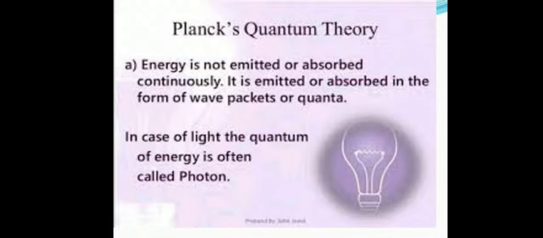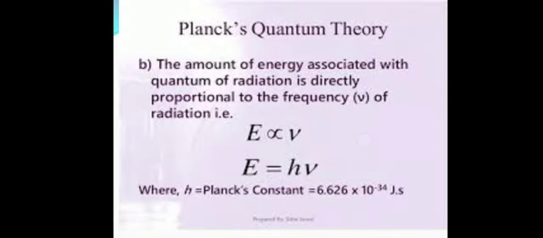He said energy is not emitted or absorbed continuously. That means it is always emitted or absorbed discontinuously. It is emitted in the form of small energy bundles or small energy packets called quanta. If the energy source is light, then in that case quanta is known as photon. That energy bundle is called a photon.